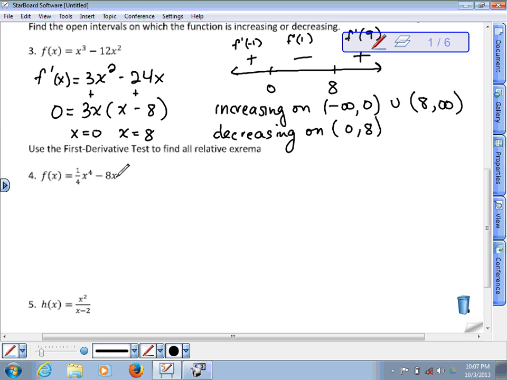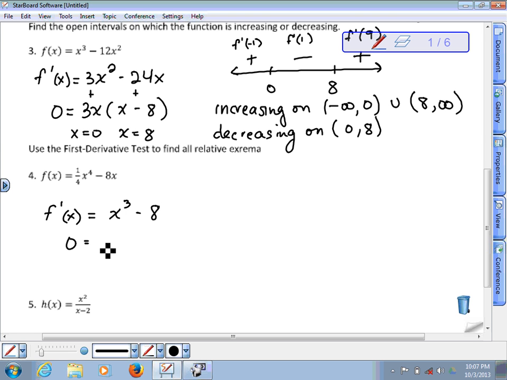Okay, we find the first derivative, set it equal to 0 to find critical values, and then decide using the first derivative test whether or not they're relative minimums or relative maximums. So the first derivative in this function, if you use a simple power rule here and take the derivative of each of these terms, 4 drops down in front. 4 times 1/4 is 1, so this is x to the third minus 8.